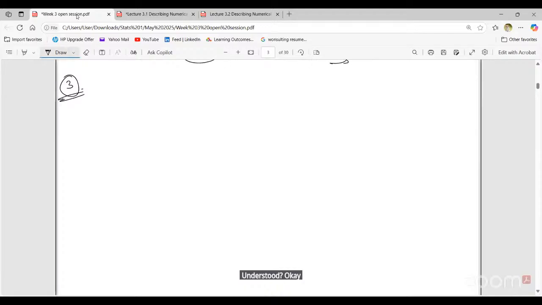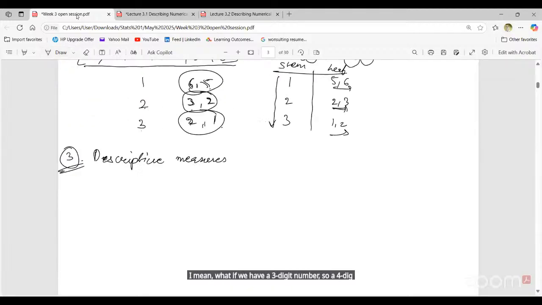Ma'am, if we have less than 10, what value? Let's say 9, which means a one digit value. Repeat it as 0, 9. What if we have 3 digit numbers or 4 digit numbers?